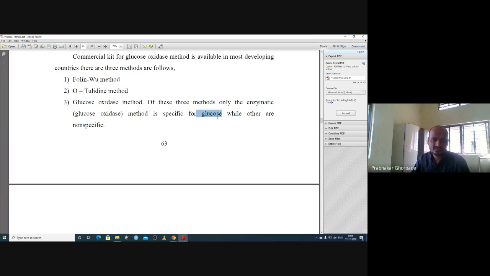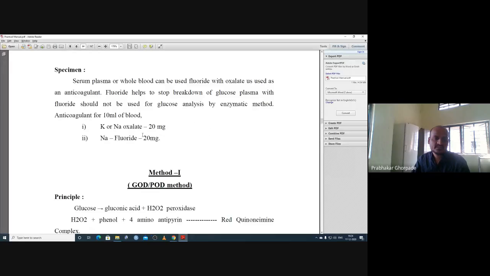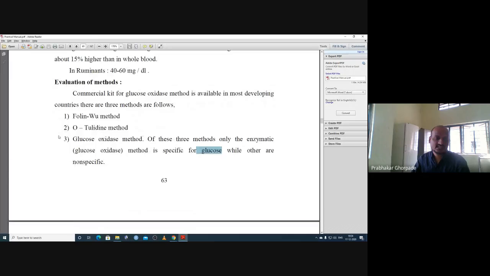So this glucose oxidase method is very specific. Enzymatic methods tend to be specific. So these two methods are there: the Folin-Wu method for glucose estimation, and the o-toluidine method. The next method is the glucose oxidase method.